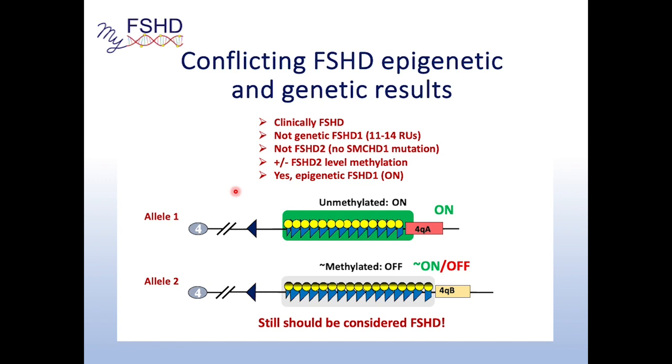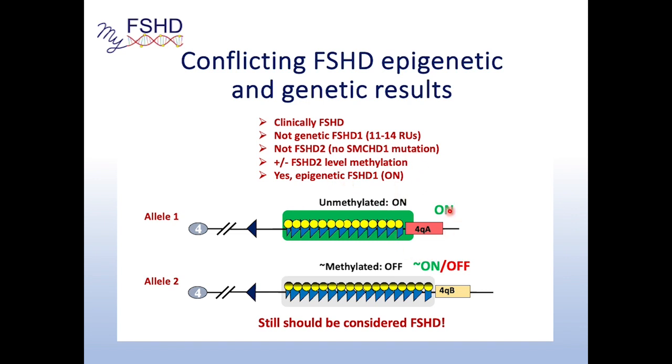It could be a chromosome 10 rearrangement, and we're able to figure that out because on your genetic test, you'll have a short chromosome 10. But what else could it be? If you have between 1 and 14 repeat units, by definition, the testing agency will tell you you're negative for FSHD1. You have 11 repeat units. That's not FSHD. Your FSHD2 methylation levels might not be low enough to be FSHD2, and you don't have an SMCHD1 mutation. So you don't fit any of the accepted criteria for FSHD, not one or two.